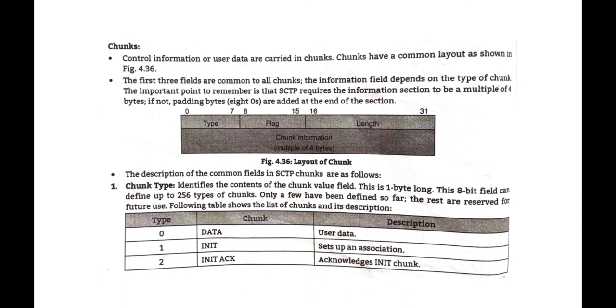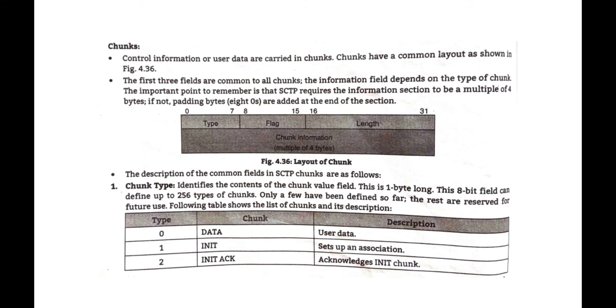This is 1 byte long. The chunk type is 1 byte, which is nothing but 8 bits, so this is an 8-bit field. That 8-bit field can define up to 256 types of chunks. Which types of chunk are used determines the processing. In the table that maintains the different types, a total of 256 types of chunks are possible. Only a few have been defined.